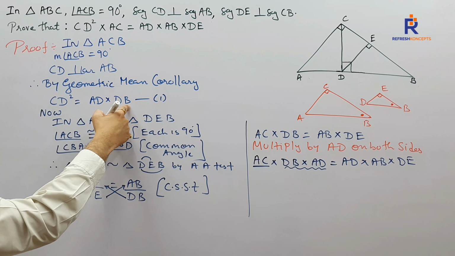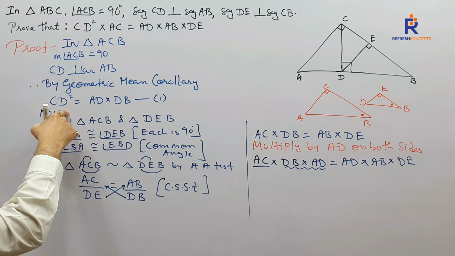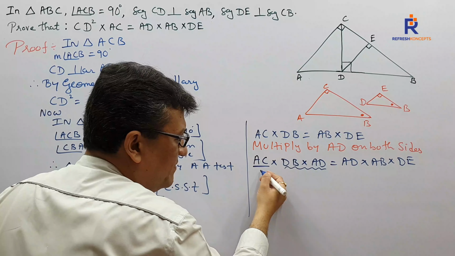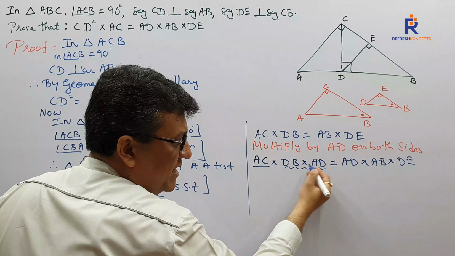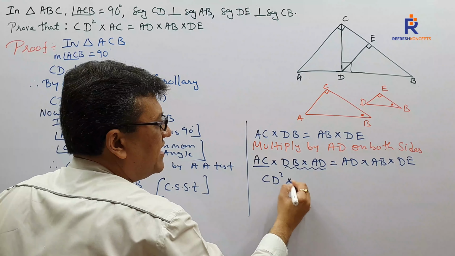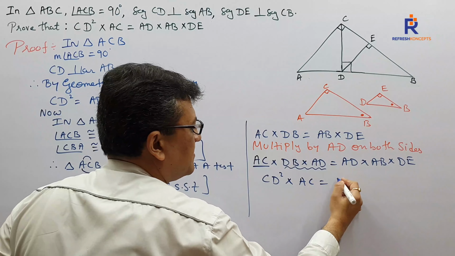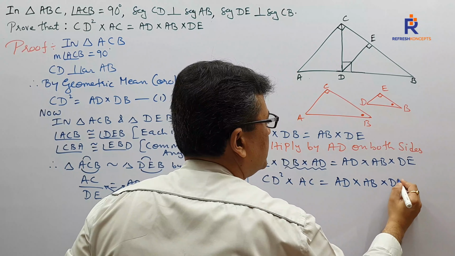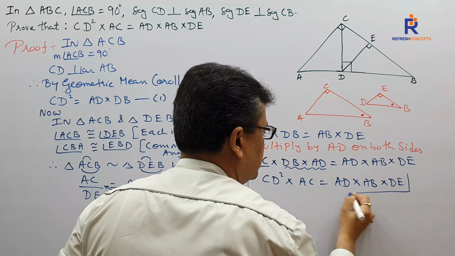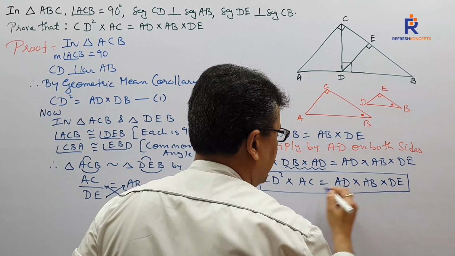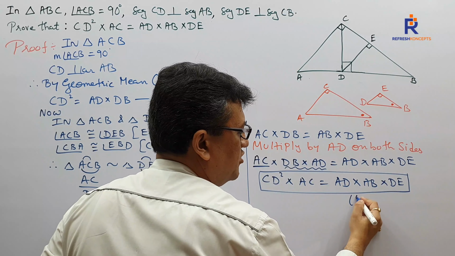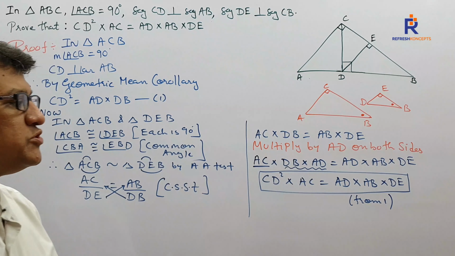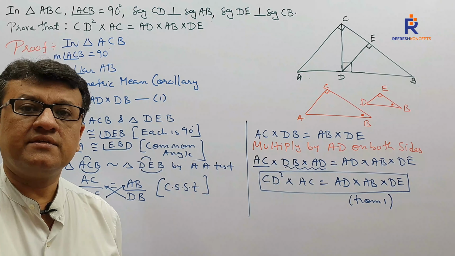Equation 1 says DB into AD is nothing but CD square. So AC will be written as it is, and instead of DB into AD, can I say CD square? AC into CD square is AD into AB into DE. This is my final answer. From where did I get this? You can write the reason as from 1. CD square is equal to AD into AB into DE.